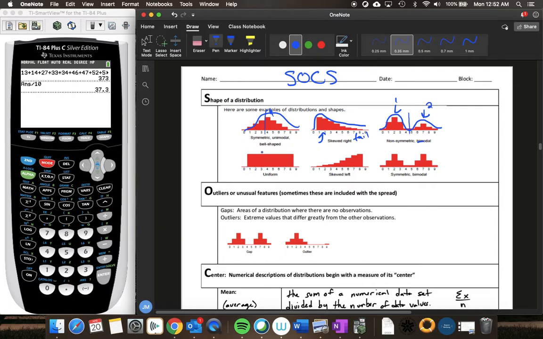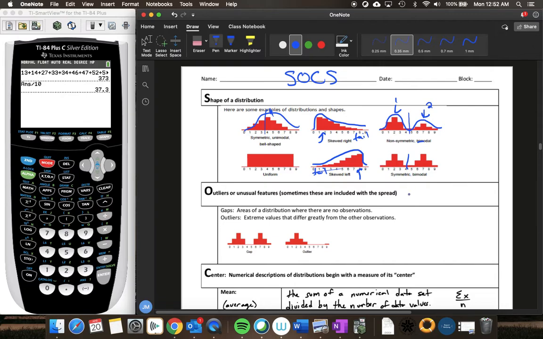Uniform just means that the data kind of looks all the same, kind of uniformity of the data. Skewed left is the opposite of skewed right. So skewed left, you've got your tail to the left and a majority of your data actually to the right. And then symmetric bimodal is kind of the same as what was up here. The one difference being that when you draw a line down the middle, it now does look the same on either side.